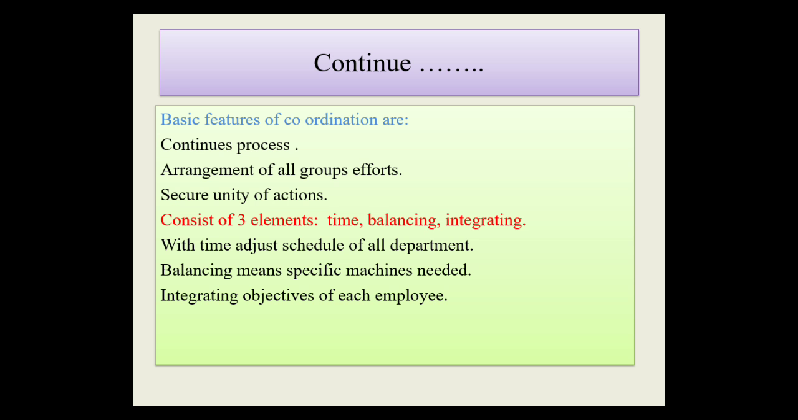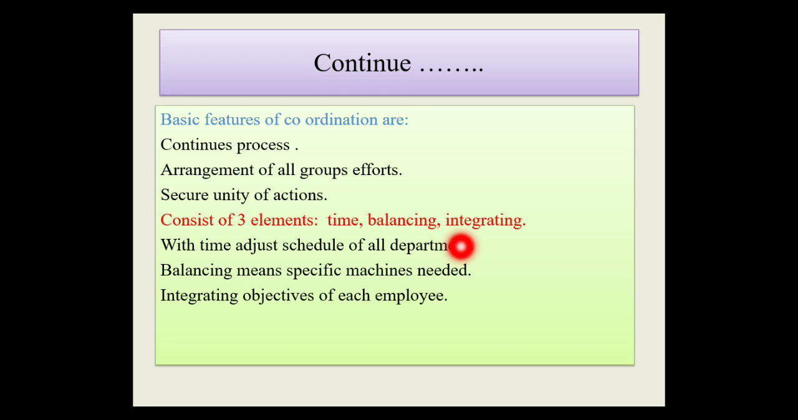So the basic features of coordination are these. It is a continuous process. Then it is an orderly arrangement of all group efforts. Coordination is nothing but the arrangement of all group efforts together with each other. Then it is a purpose to give a secure unity of action towards the common objectives of the firm. It consists of three basic elements, that is time, balancing and integrating.